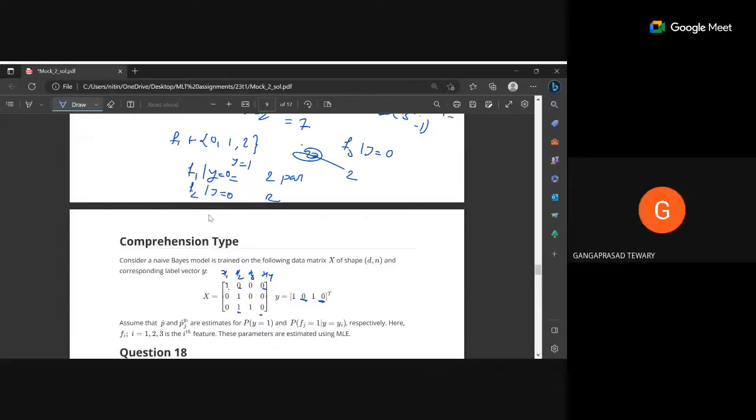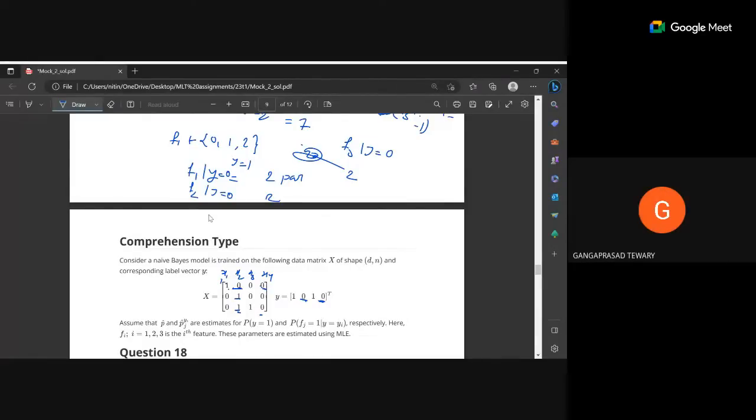Are you writing somewhere, sir? It's not really visible. I don't know what you're pointing at. So this is your first feature, second feature, third feature, right? So the rows are the features. That is where I am confused. Where are the features? This is our data points, x1, x2. This is your first data point, second data point, third data point, fourth data point. These are the first, second and third feature values.